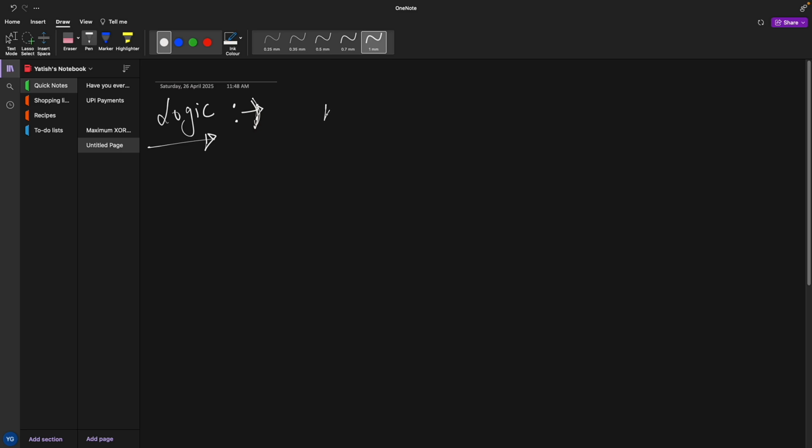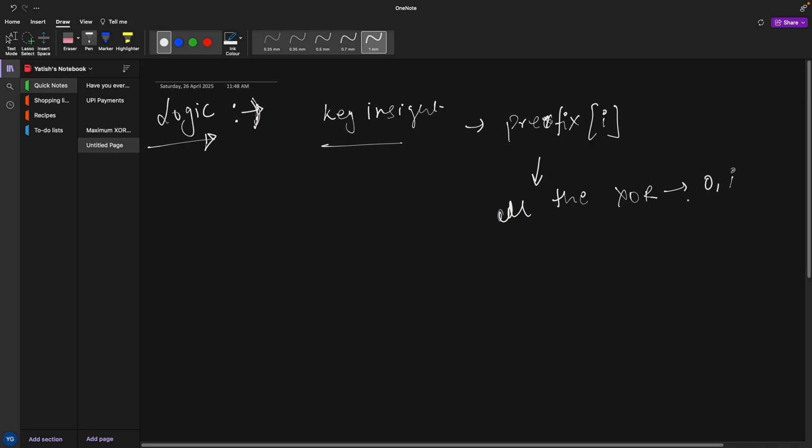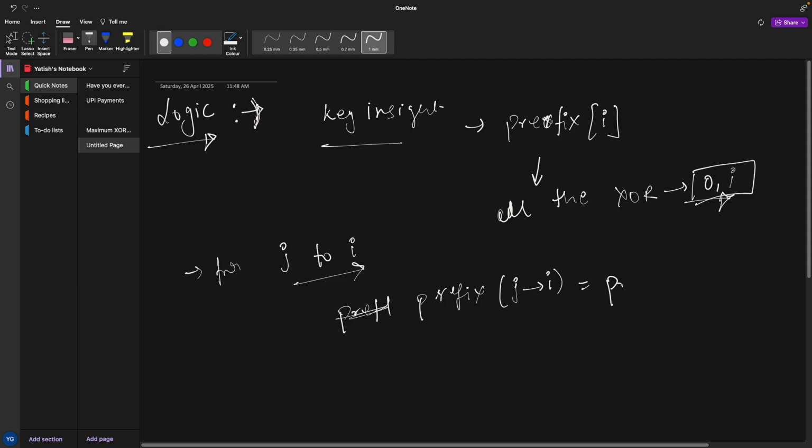So the first key insight we can look into is this: let's suppose I have an array prefix of i. Prefix of i gives me the XOR for all the elements from 0 to i. So if I want to find the XOR from j to i, then my answer would be prefix of j minus 1 XOR prefix of i. I'm sure this is understood.